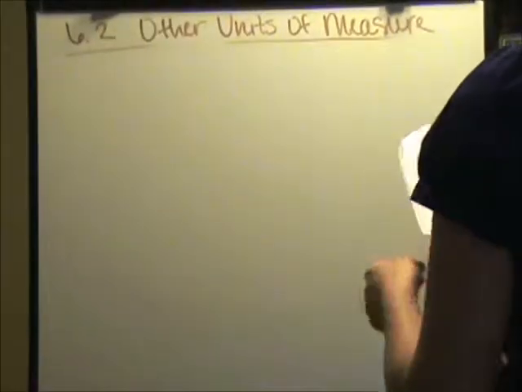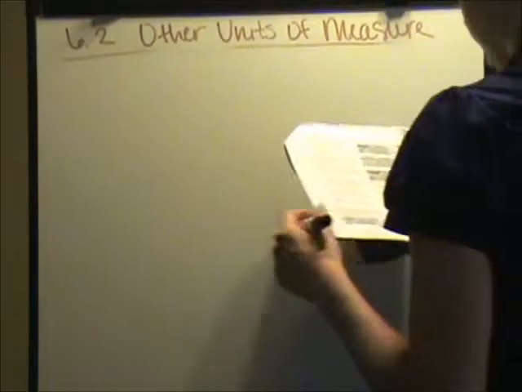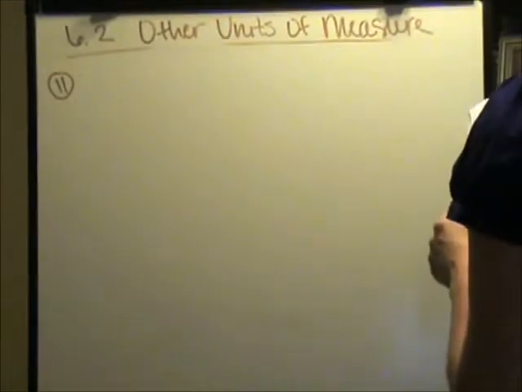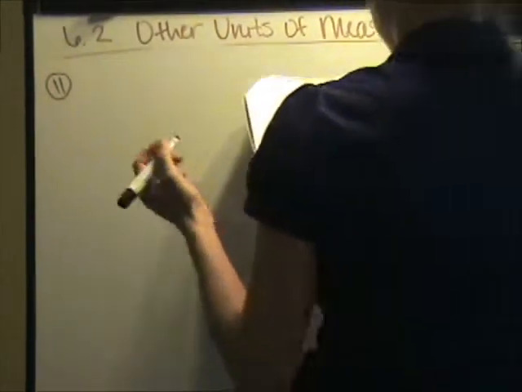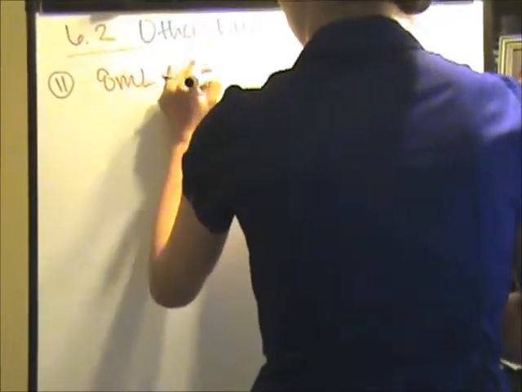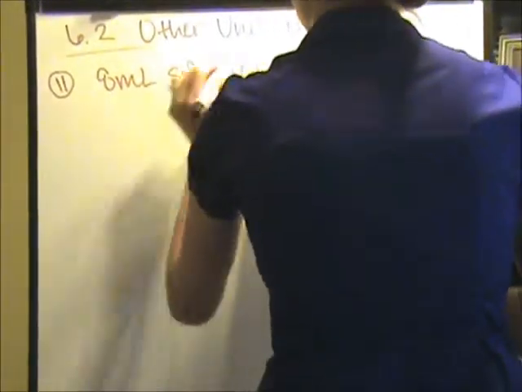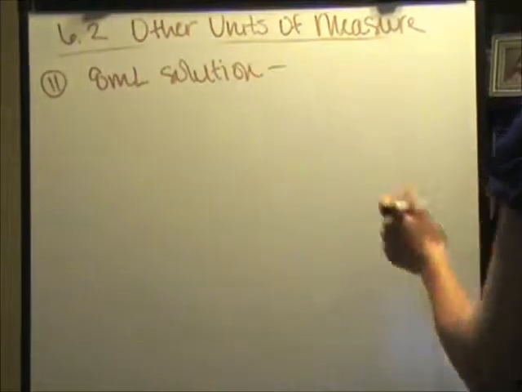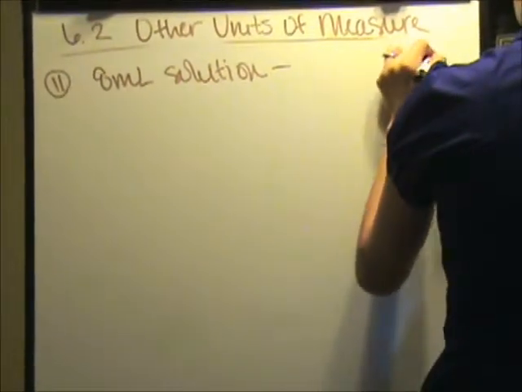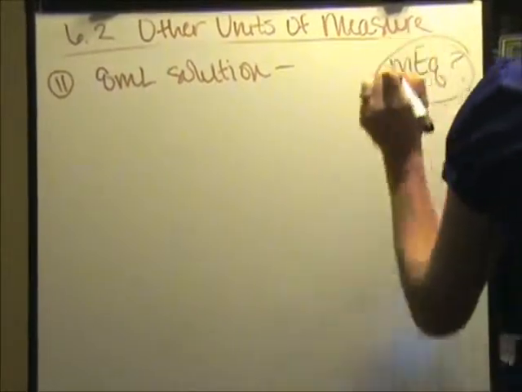All right, let's look at number 11. How many milliequivalents of potassium chloride are in 8 milliliters of solution? So the question has been flipped. We're not looking for milliliters anymore because they've given that to us. We're trying to find out how many milliequivalents there are. So that is going to be our variable this time.